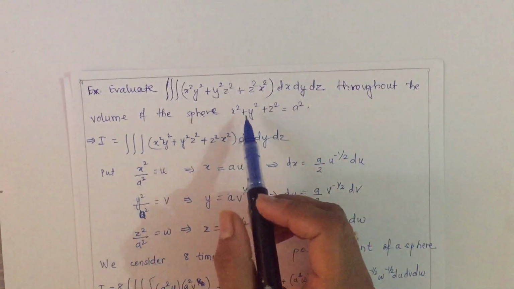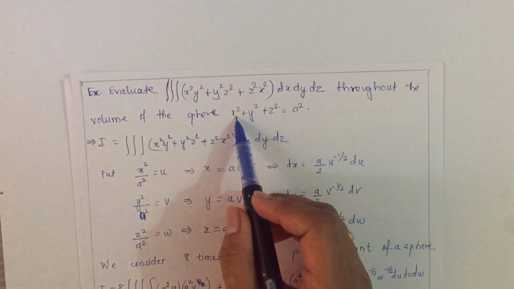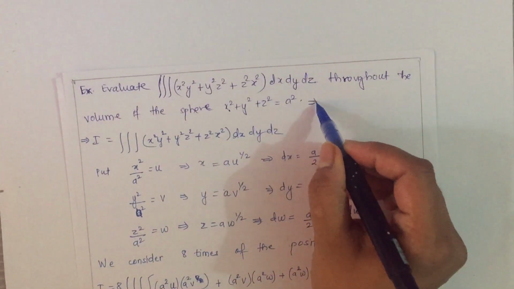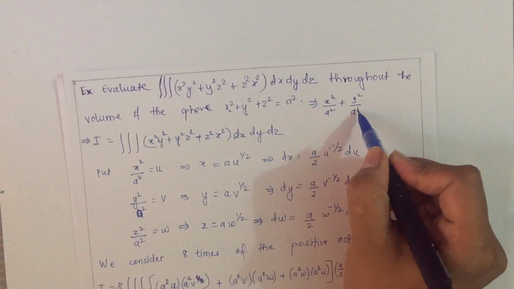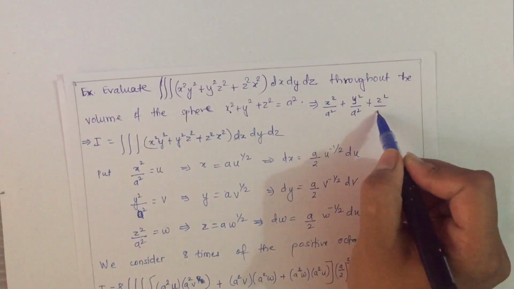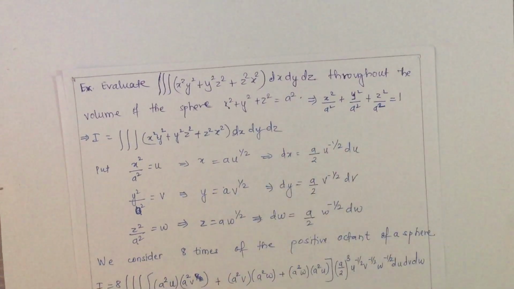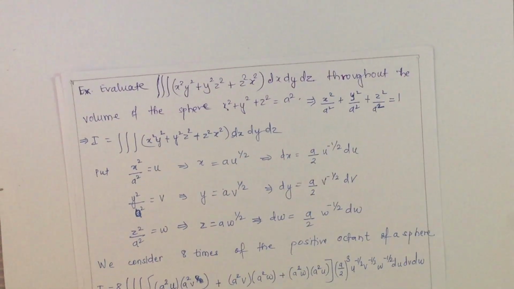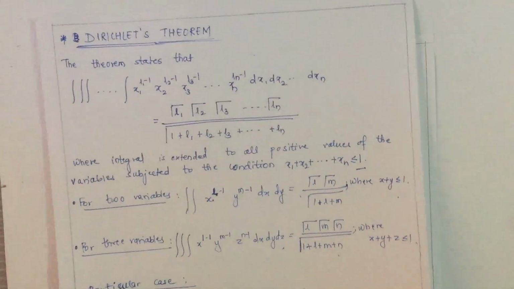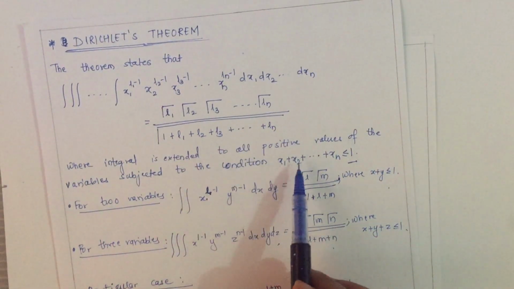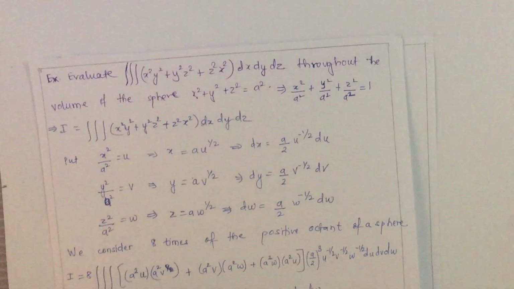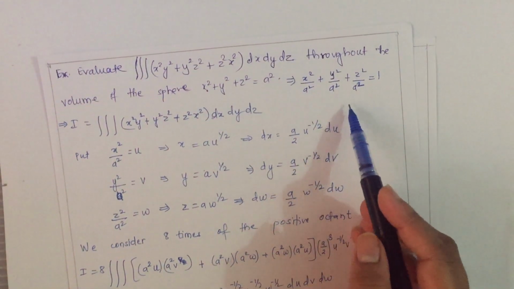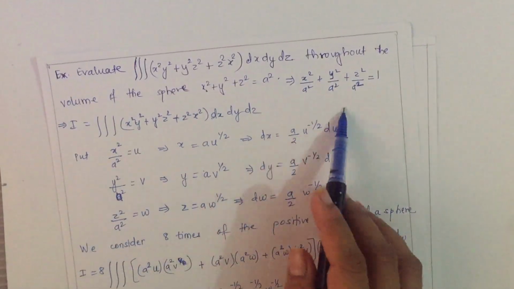Now what do we do? Well, if you observe the equation of the sphere, I can write this equation of the sphere as x square upon a square plus y square upon a square plus z square upon a square equal to 1. Okay, this just represents the condition of the Dirichlet theorem. What does the condition say? The sum is less than or equal to 1. This equation looks of similar type, then we get a similar form of equation here also.